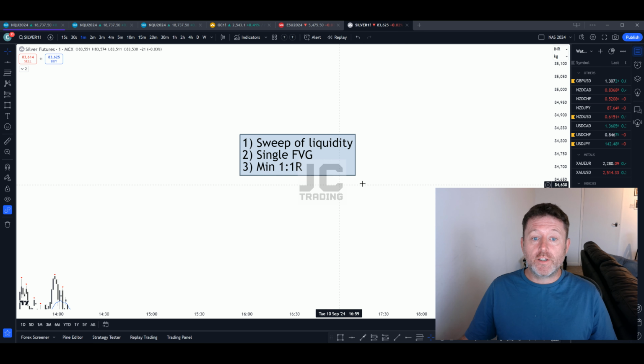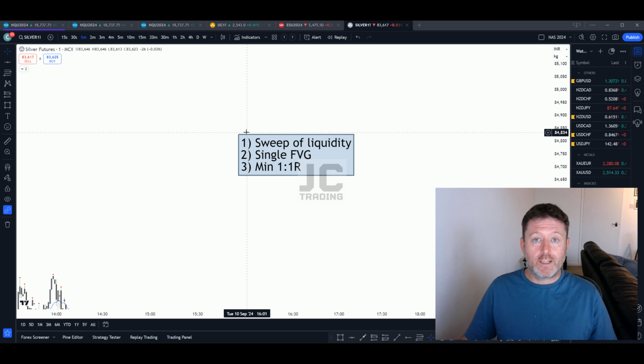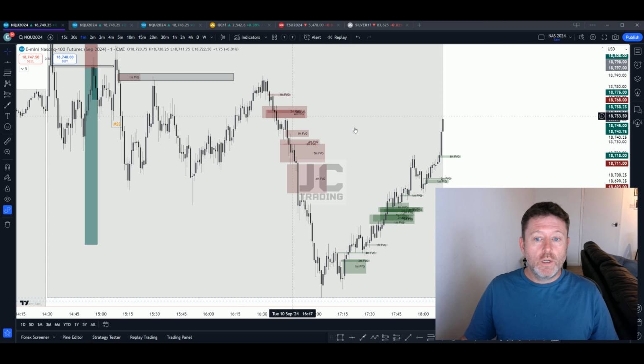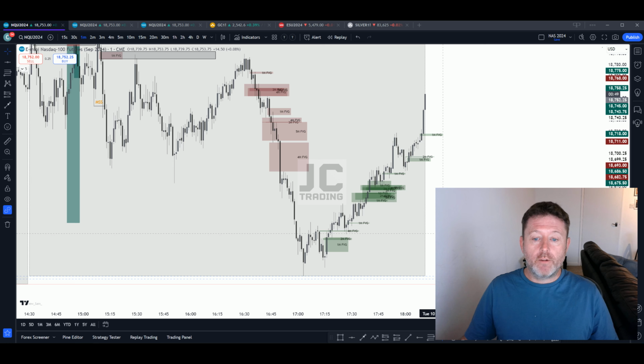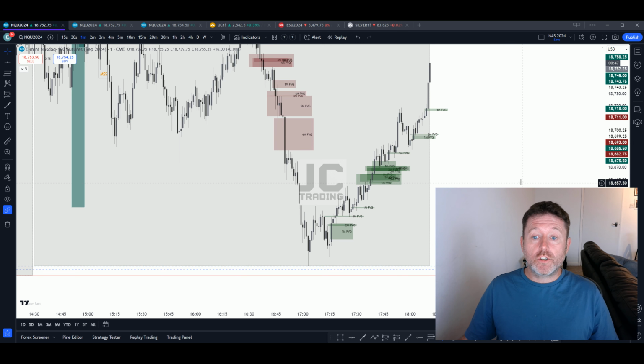If you remember, the very first thing on our list is a sweep of liquidity. We will not take a trade unless it's swept liquidity, because trades start with liquidity, they end with liquidity. And it's absolutely critical that you know about liquidity. We go on about it a lot in our Discord server, and we keep going over it again and again because it is so important. It's a cornerstone.